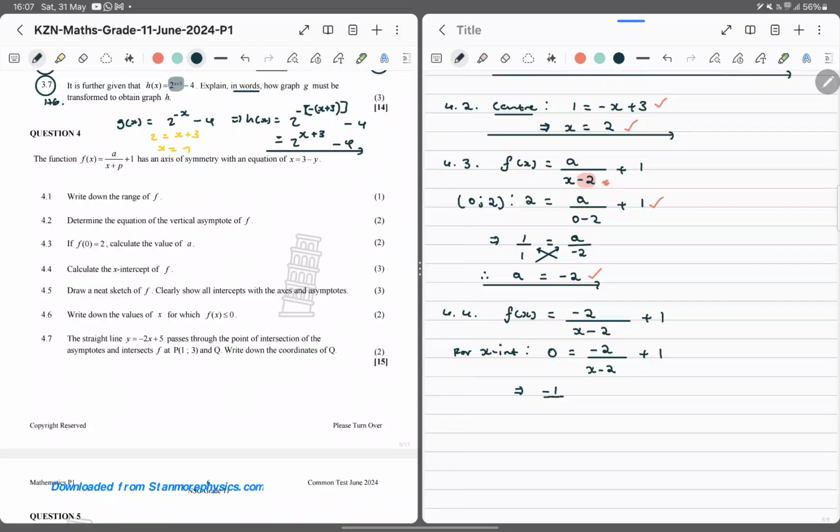This implies that minus 1 over 1 is equal to minus 2 over x minus 2. This implies cross multiply. We get minus x plus 2 is equal to minus 2. So therefore x is going to be 4. Therefore the x-intercept is 4 and 0. Answer. Great. This is 3 marks.